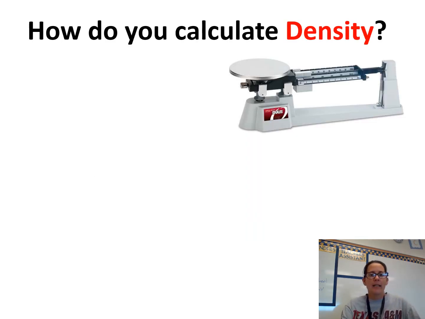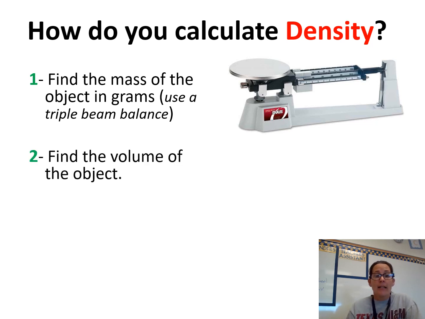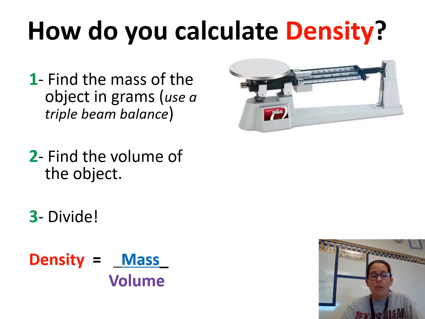Okay, so to calculate density, there's a couple of things we need to do. How do you calculate density? First, we need to find the mass of an object in grams, and grams are the basic metric unit of mass. If we don't have it told to us in the problem, we could figure that out using a triple beam balance. Next, we need to find the volume of the object. We're going to talk more about that in just a few minutes. And last, you're going to divide them. So density equals mass divided by volume.